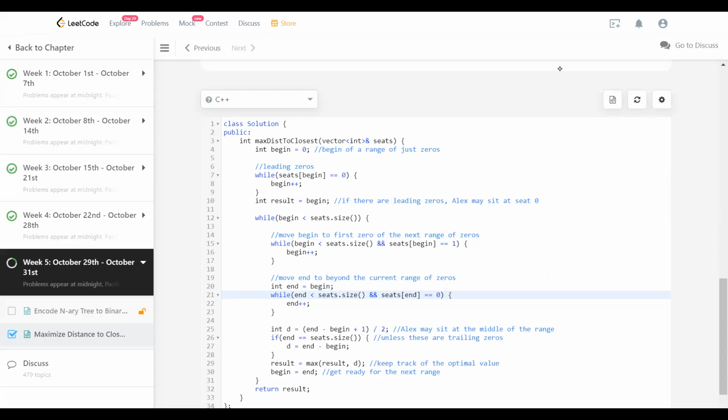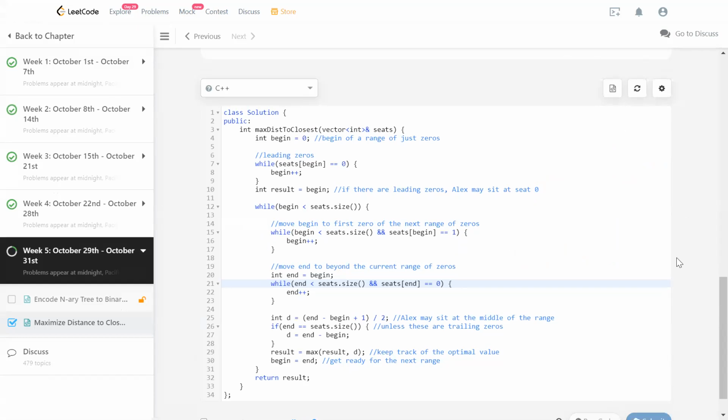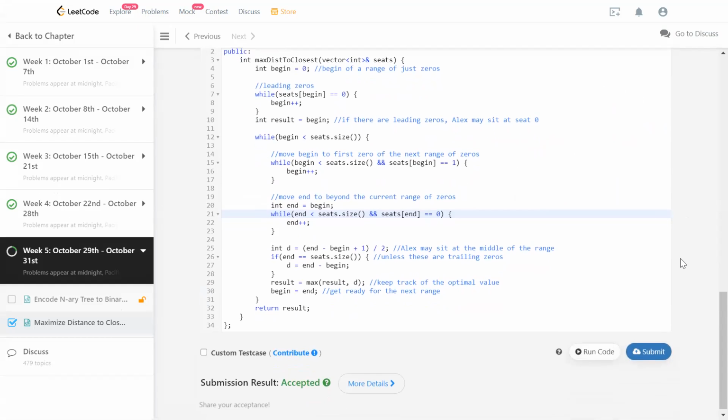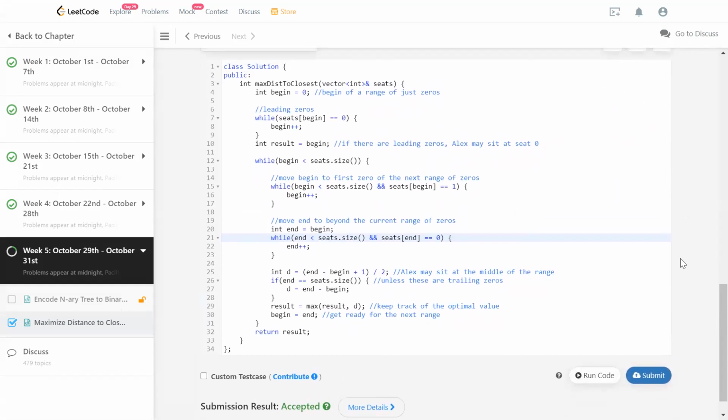Let me submit and show. Right, it's accepted. It runs pretty fast. It is actually a linear time algorithm. If you see here, begin always increases, and end also increases. In every loop, we are always finding the next range of zeros. So it'll never stop early, and that's why this should take linear time. I think it's very easy to analyze that way.